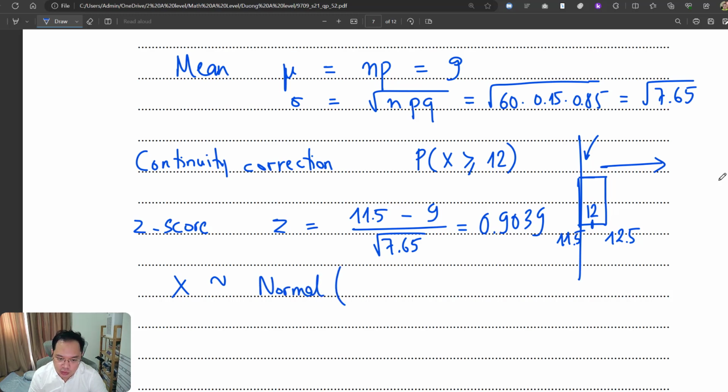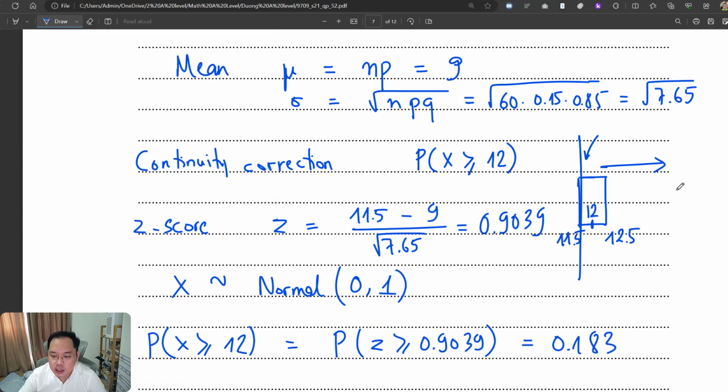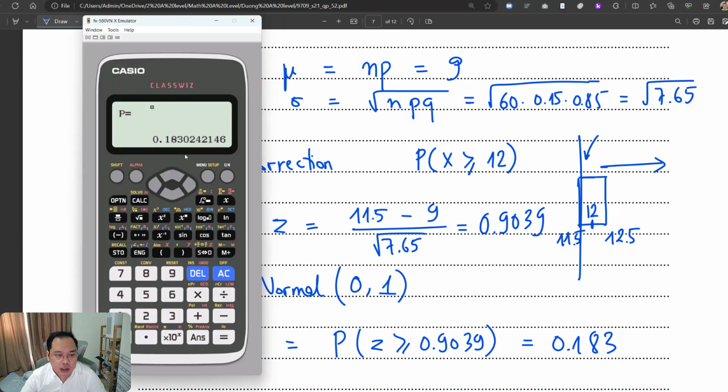And lastly, we will use the normal distribution with the new variable x following the standardized normal distribution. The mean is 0 and the standard deviation is 1. The probability that x is greater than or equal to 12 will be equal to the probability, following the normal distribution, with the z value greater than or equal to 0.9039. Normal CDF: the lower value is 0.9039, the upper value is a very, very big value, 99999, and so on, and the standard deviation, of course, is 1. And then the final result is 0.183. It will be very close to the result calculated by the binomial distribution.